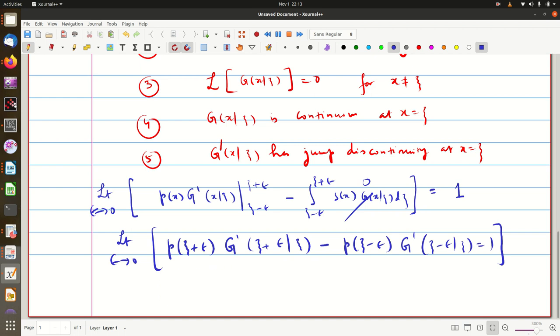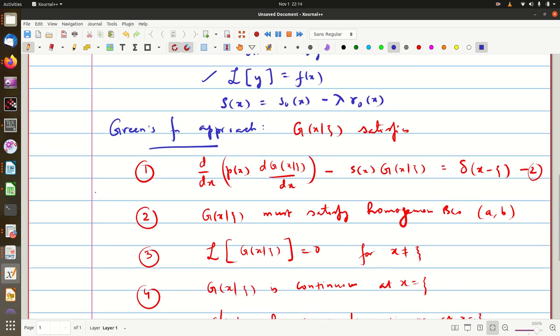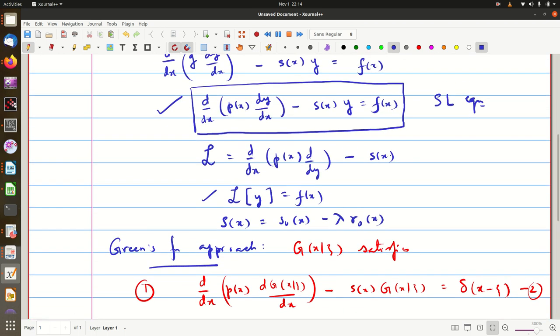So basically, when you set epsilon tending to 0, p of xi is a continuous function, so we can take it to the other side. What we are left with is g dash of xi plus comma xi minus g dash of xi minus comma xi should be equal to 1 by p of xi. So what is the magnitude of the discontinuity? It is 1 by p of xi. Okay. So these are the various points you have to keep in mind when we are trying to solve this particular equation that we are interested in, that is, this L of y equal to f of x. Okay, so now let us try to solve this.